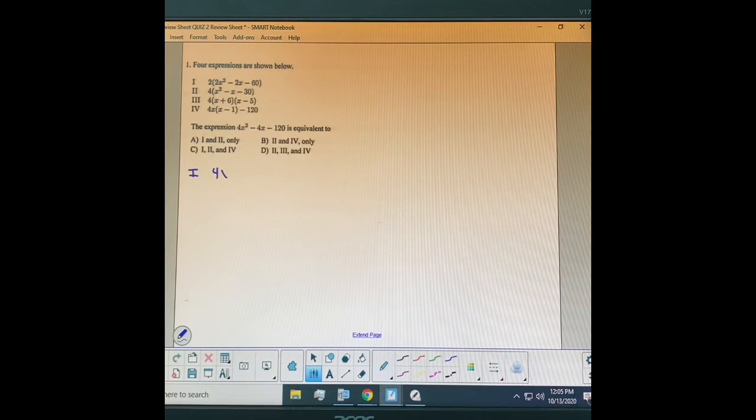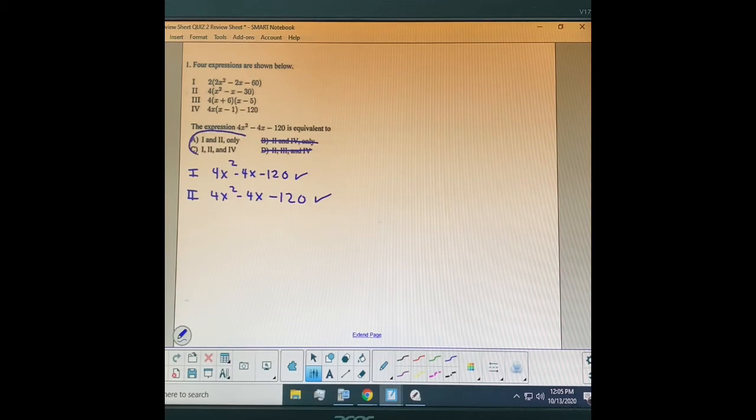You need to multiply each of these four polynomials out. Number one, we get 4x squared minus 4x minus 120, which is equivalent. Number two, I multiply and I get 4x squared minus 4x minus 120, which is also equivalent. So choice 1 and choice 2 are equivalent.